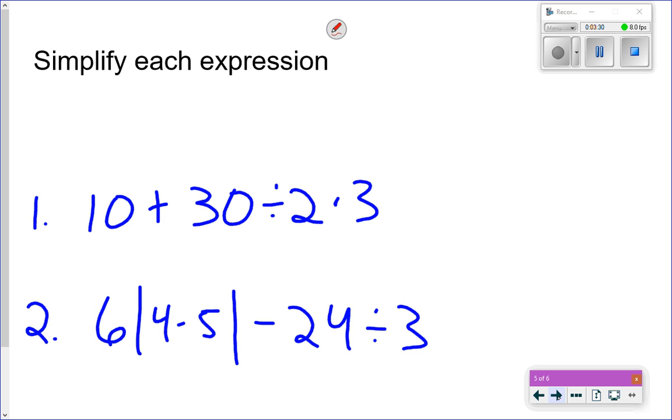All right, and then the last part of the notes is simplifying expressions. So this is kind of like order of operations, except some of the problems like number 2 are going to have absolute value bars mixed in there. So we've got to use some prior knowledge.